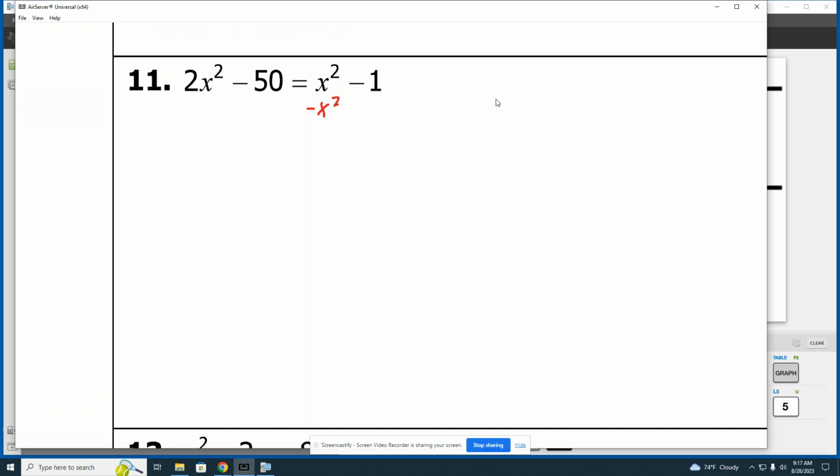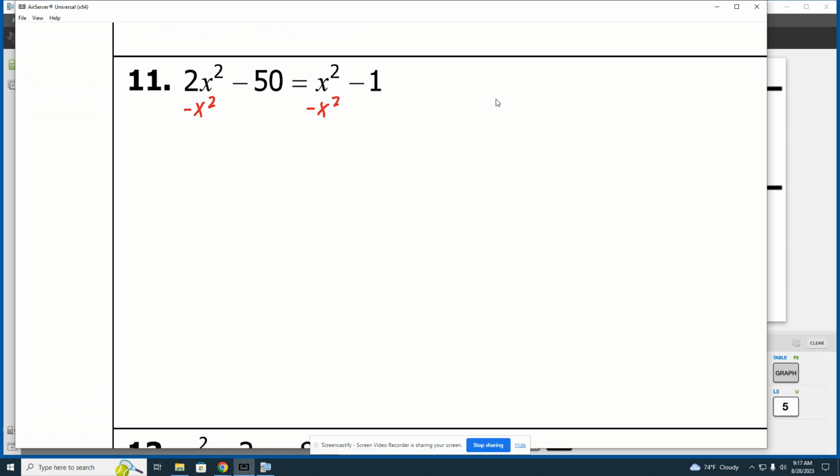The other side, 2x squared. They're like terms, right? Wouldn't that just make it two? No, because 2 minus 1 is... Wouldn't the x squared cancel out though? No. When you're combining like terms, your variable stays the same. Okay, so 2 minus 1 would just make it 1 x squared.